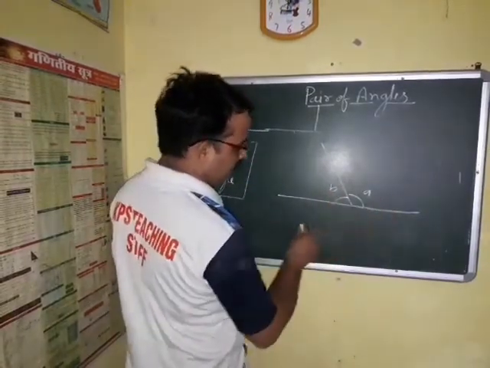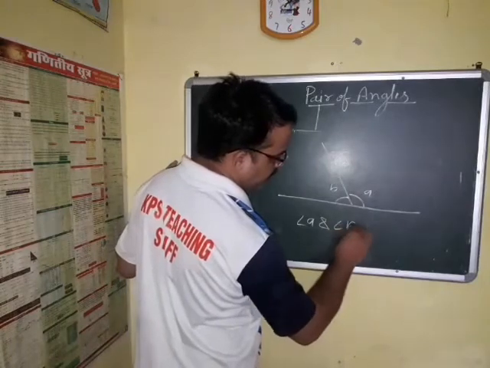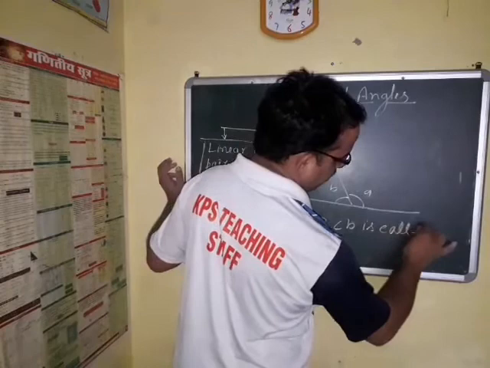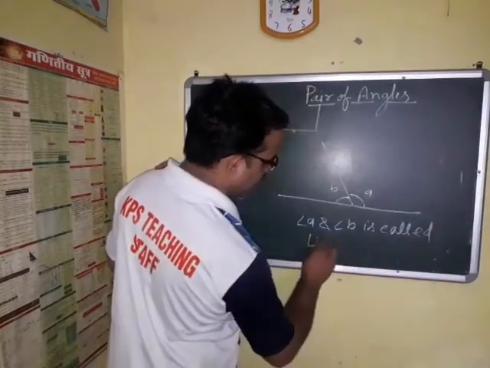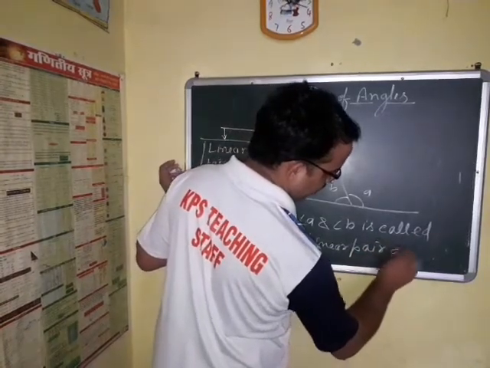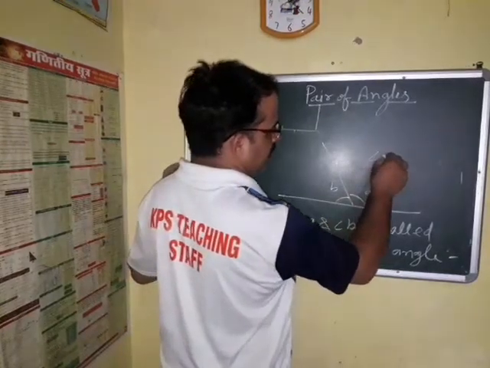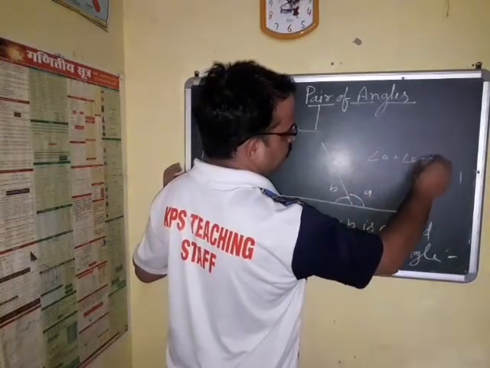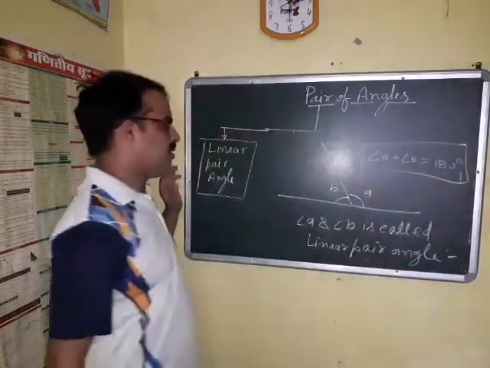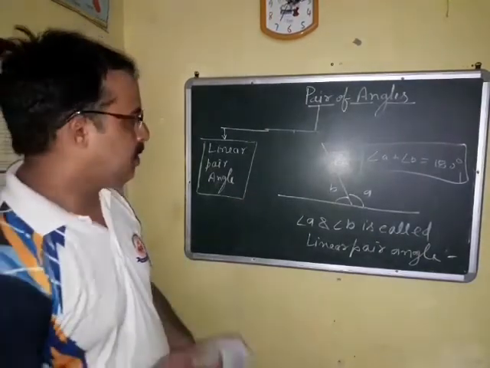These angle A and angle B are called linear pair angles. ठीक, and here angle A plus angle B is equal to 180 degrees. Their sum is 180 degrees. Linear pair angles. And the next one is vertically opposite angles.